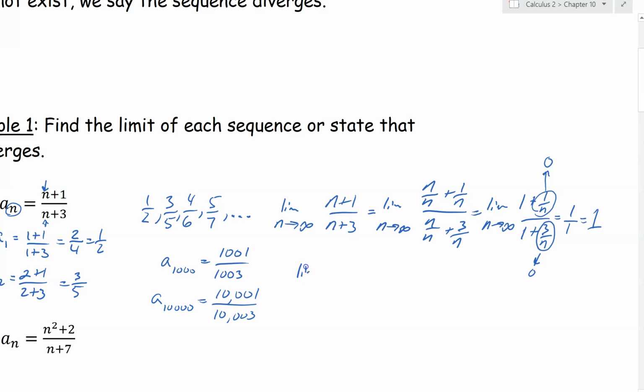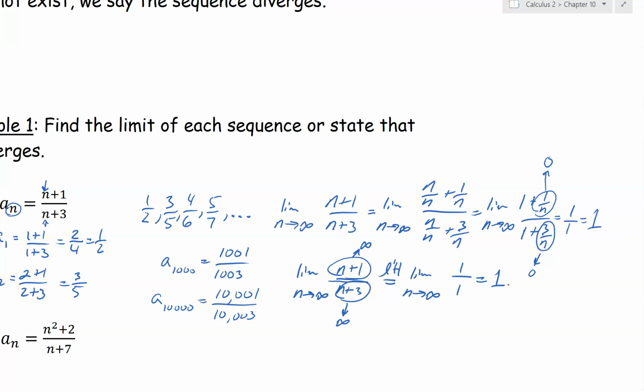Another way we can see that this limit is equal to 1 is by applying L'Hopital's rule. Remember, when we learned L'Hopital's rule, we said if the numerator is approaching 0 or infinity, and the denominator is approaching the same thing, in this case infinity, then we can apply L'Hopital's rule, which says we can take the derivative of the numerator and denominator independently. So this would become the limit as n approaches infinity of the derivative of the top, which is 1, over the derivative of the bottom, which is 1.